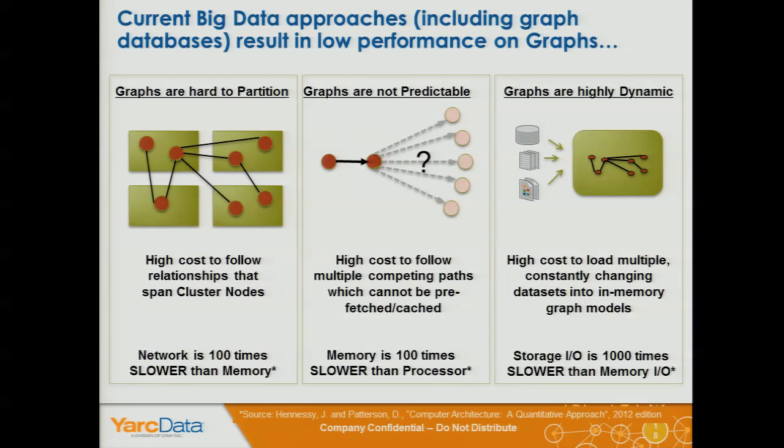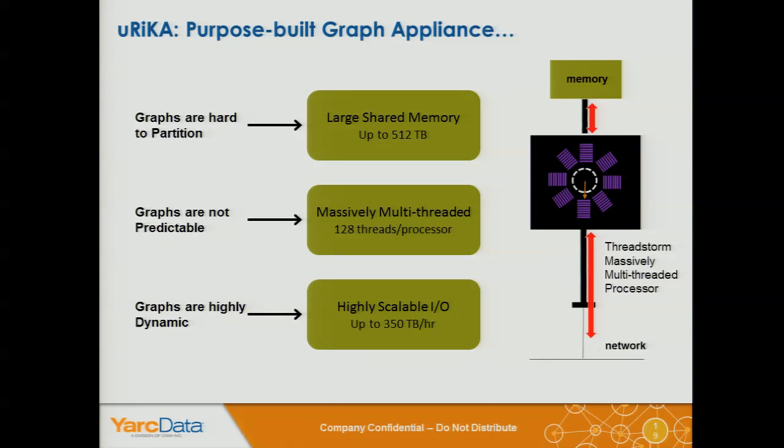And then finally, graphs are highly dynamic. You'll have new types of data streaming in all the time. So you'll be needing to load new data sets, update your data sets. And one of the things that supercomputers, particularly Crays, are good at is high-performance I/O. So this is why we took advantage of the strengths of the XMT2 to build the Eureka Appliance.